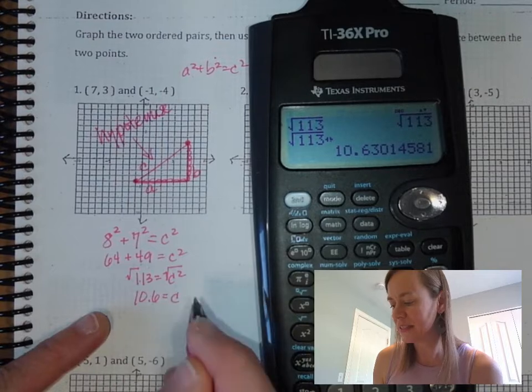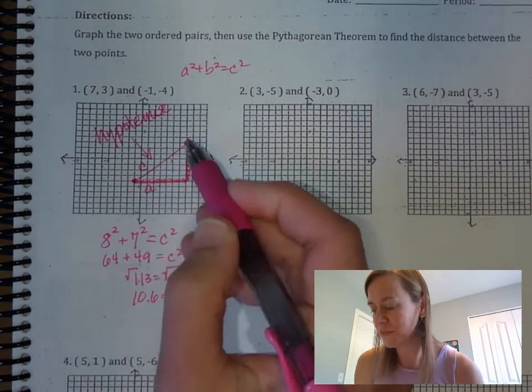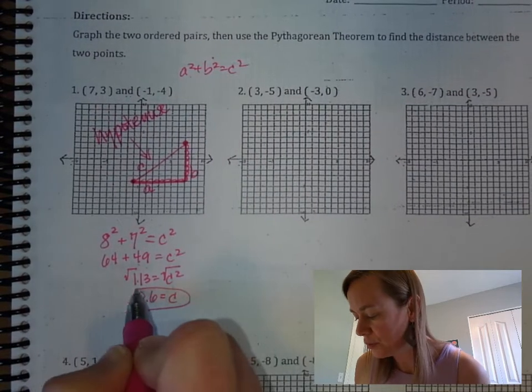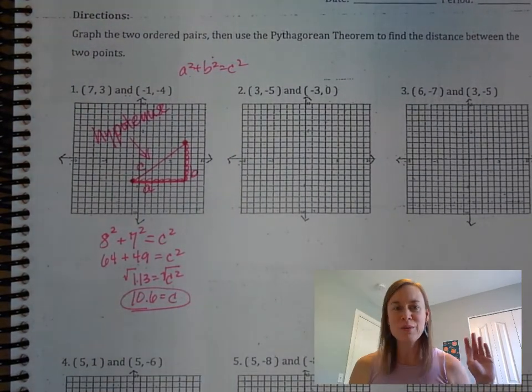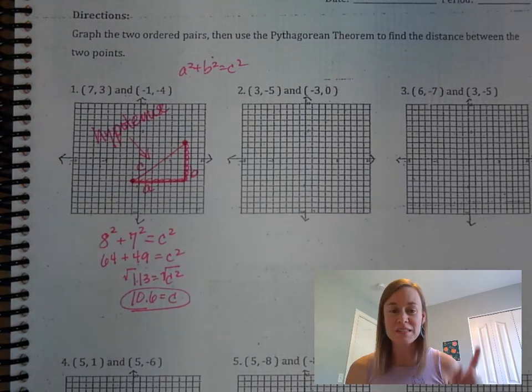10.6 equals c. And then you're done. So that's how you use the Pythagorean theorem to find the distance between 2 points. Now, remember, don't stop this video even if you're like, oh yeah, that's easy, I got this. I'm going to show you something new with example number 5.